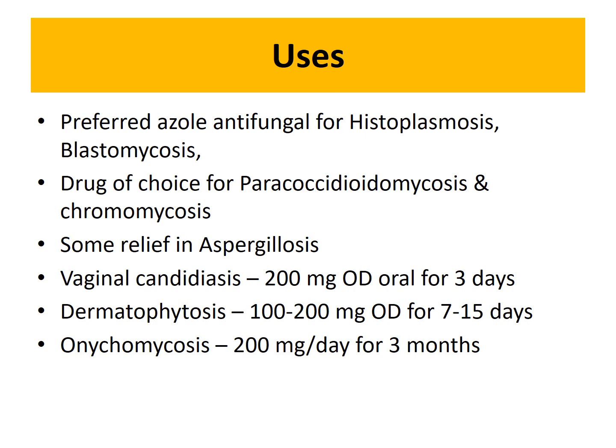Regarding the uses of itraconazole, azole antifungals are usually preferred for histoplasmosis and blastomycosis. This is the drug of choice for paracoccidioidomycosis and chromomycosis. It can bring relief in aspergillosis, where fluconazole does not act. Otherwise, it can be given for vaginal candidiasis, dermatophytosis, and onychomycosis.